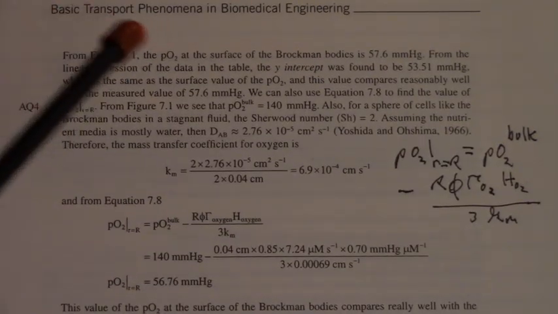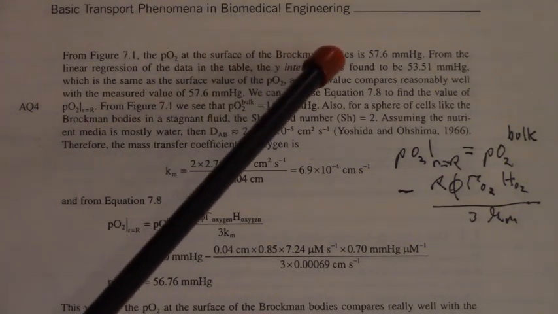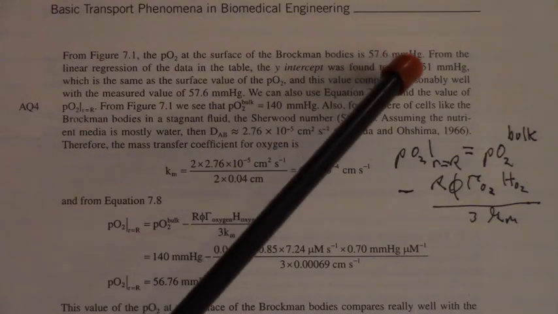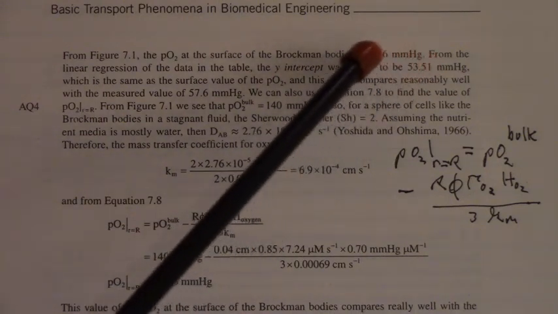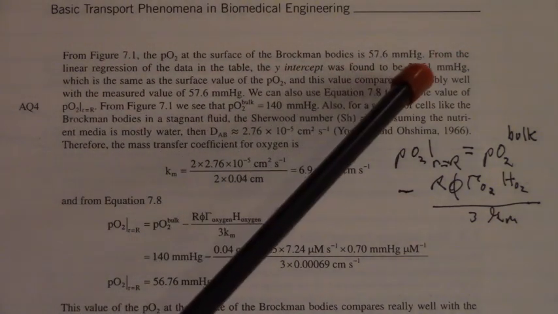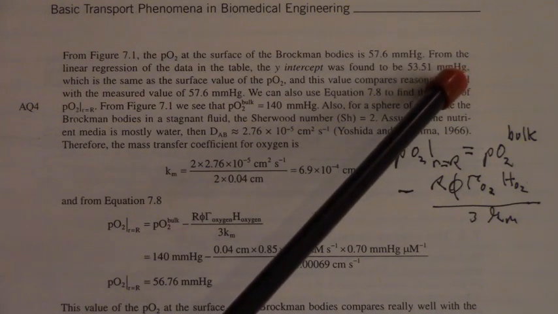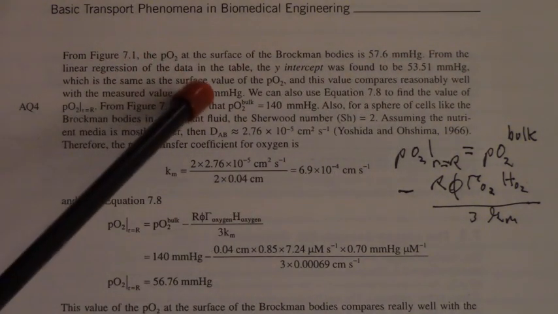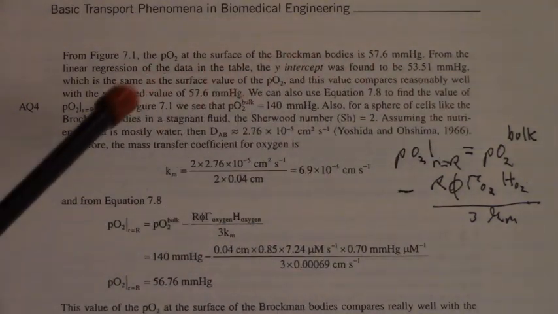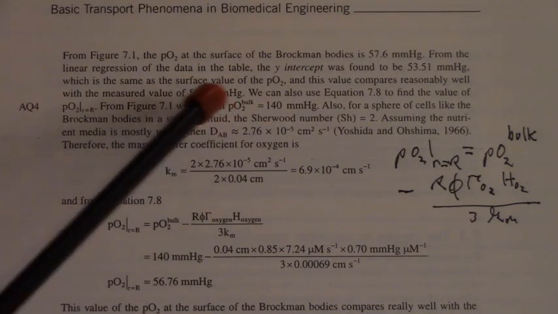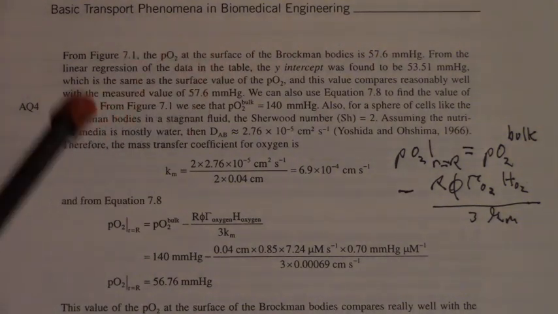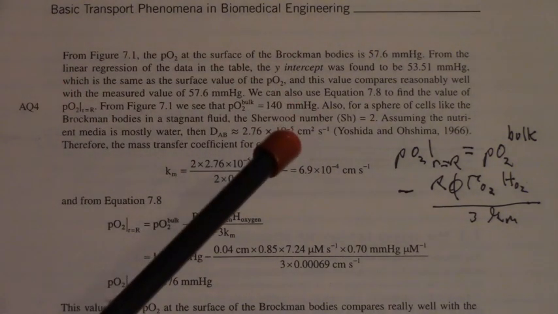Now from figure 7.1, the PO2 at the surface of the Brockman bodies, based on their data, would be 57.6 millimeters of mercury. That's the actual experimental value. From the linear regression of the data in the table, the y-intercept is found to be 53.51 millimeters of mercury, which is the same as the surface value of the PO2, and this value does compare reasonably well with the measured value of 57.6. So it's off by maybe 4 millimeters of mercury, about a 7-8% error, which really isn't bad.